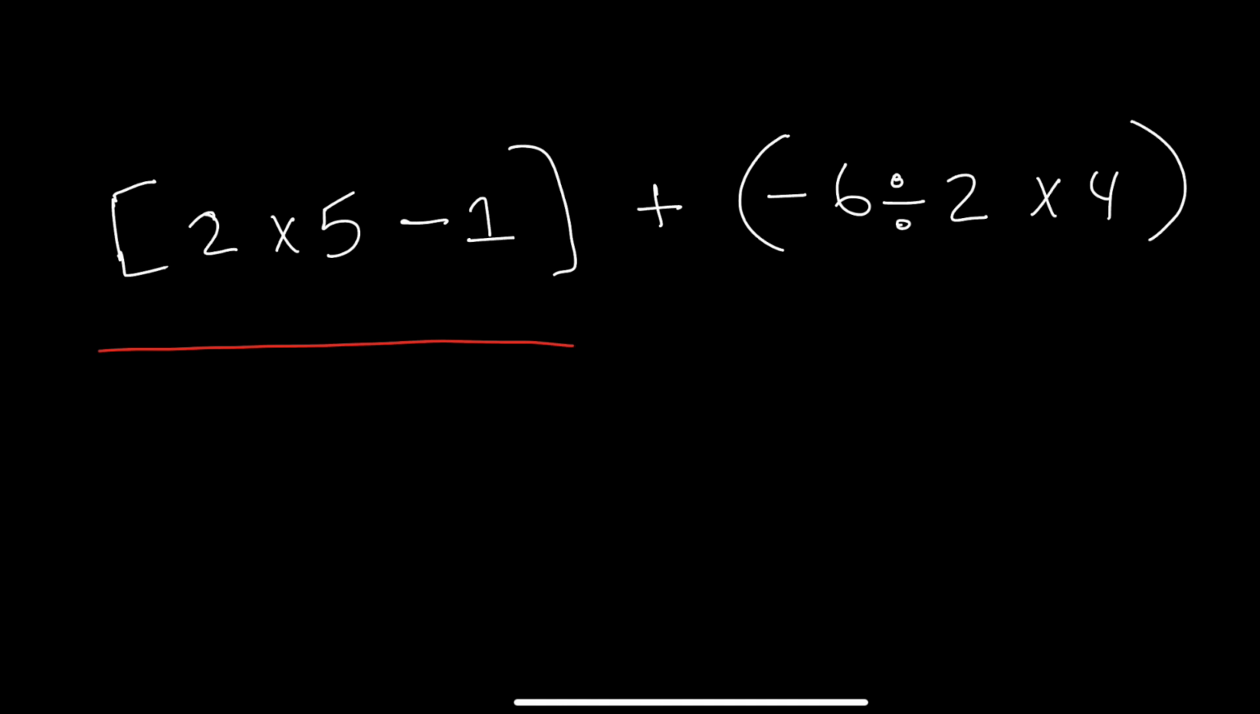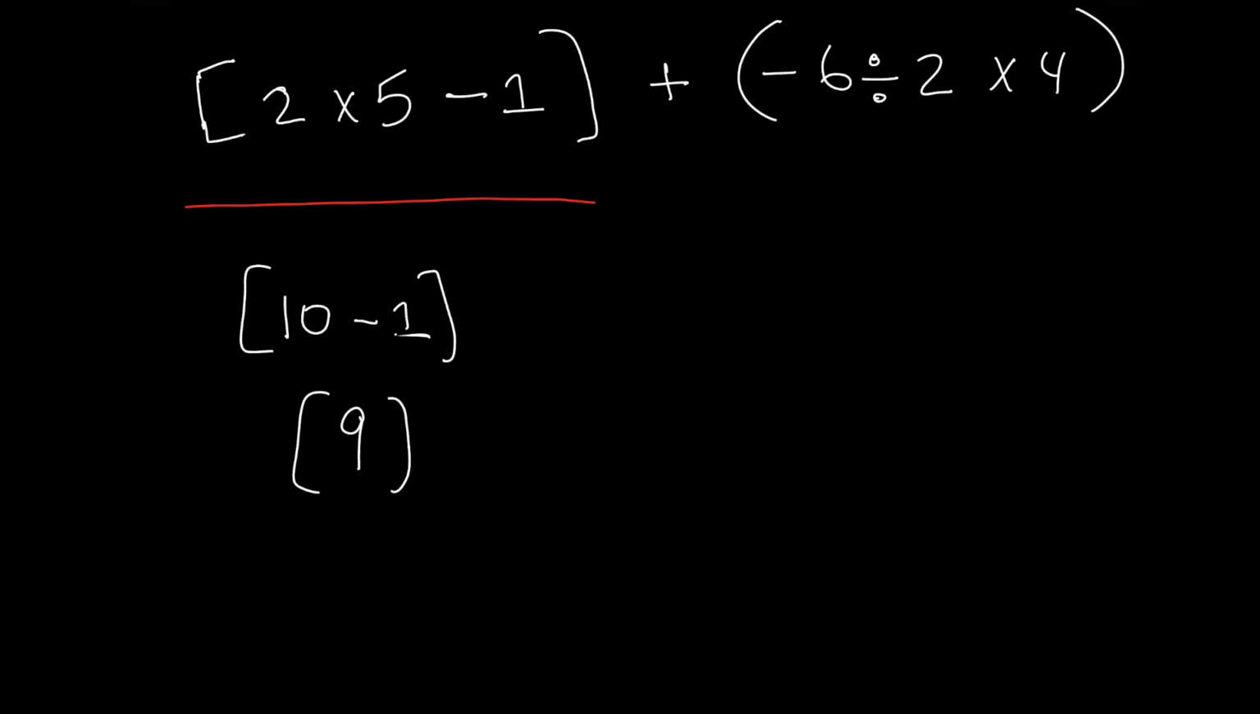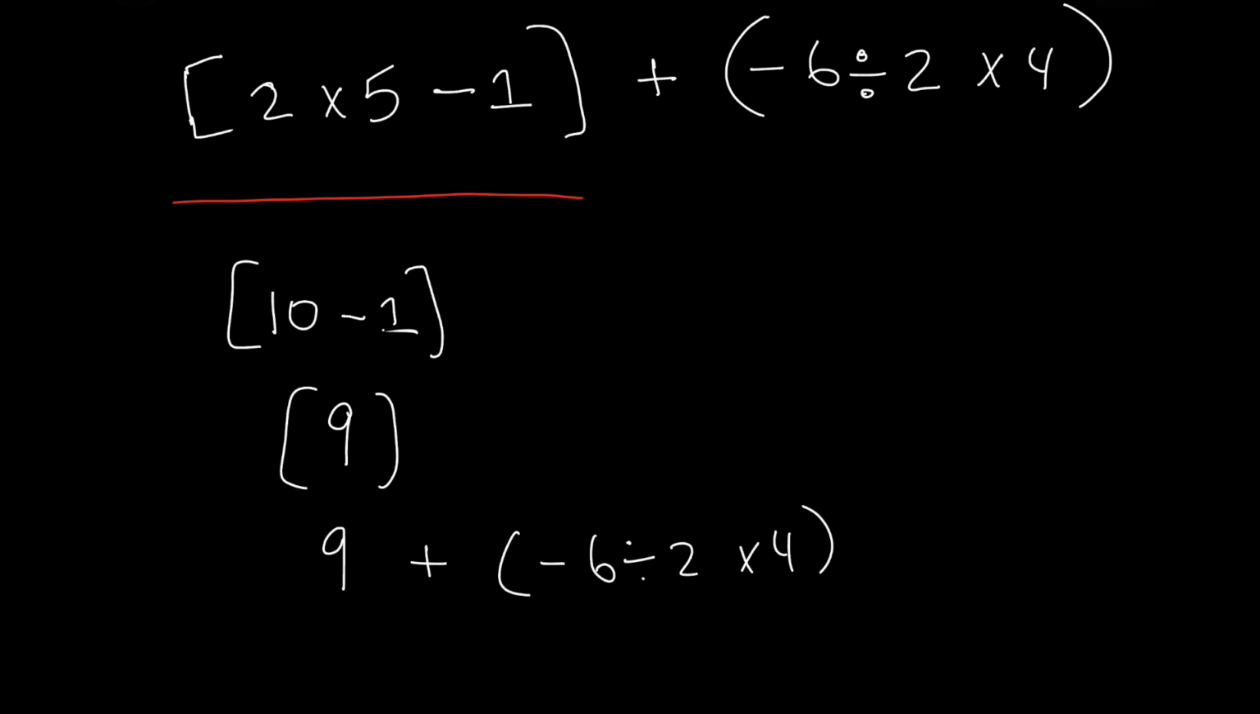Here we have multiplication and subtraction. In our order of operations, what comes next in this case is multiplication. Multiply 2 times 5 and we will get 10, and then 10 minus 1 and we will get 9. Then we can drop the parenthesis or bracket once we have a single number. Now we are left with this.